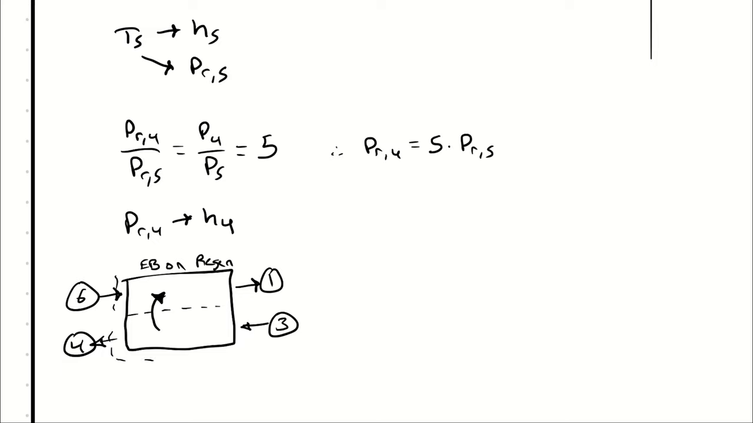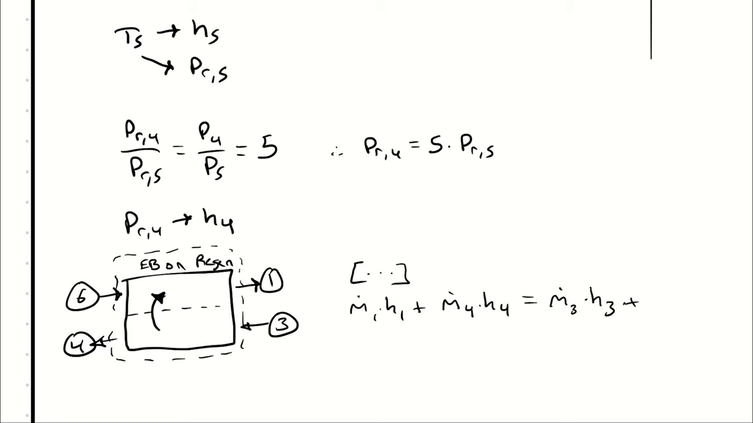So if we draw a control volume around the entire thing, we have m dot 1 H1 plus m dot 4 H4. That's our exiting energy. Because remember that we assume, like in the Brayton cycle, that the regenerator itself is adiabatic, that all of the heat exchanged occurs internally. That'll be equal to the entering mass flow rates times their enthalpies, m dot 3 H3 plus m dot 6 H6. My next step is going to be divide by m dot, because they're all the same, and then solve for H6. H6 will be H1 minus H3 plus H4.